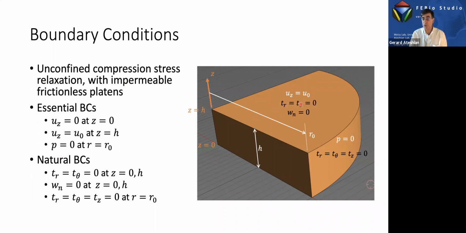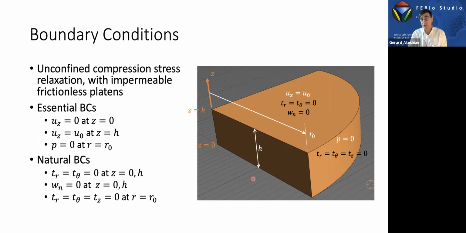Frictionless means the traction components in the tangential direction, so in the radial direction and in the circumferential direction, that's TR and T theta, are 0, and 0 fluid flux in the direction normal to the surface because the platen is impermeable. The same natural boundary conditions apply on the bottom surface here. And on the lateral surface, it's a traction-free lateral boundary. It can expand freely. There's nothing that prevents it, there's no pressure applied, no traction, no shear stress. So all 3 components of the traction are 0. I don't need to prescribe these explicitly because they're natural BCs, okay?